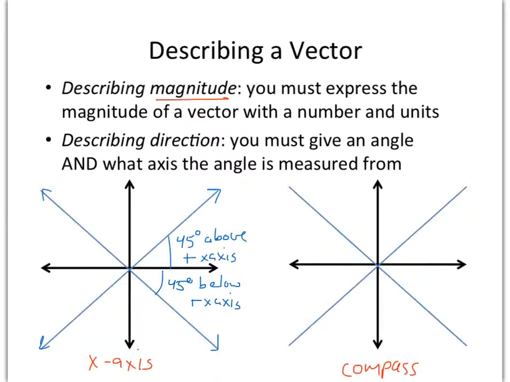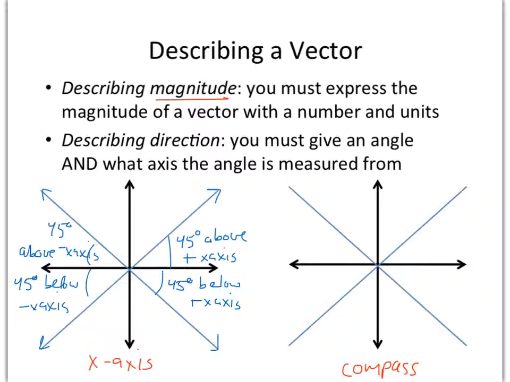Again, it takes a little bit more time to write out, but it is more descriptive. This vector right here is 45 degrees, we'll say, below the negative x-axis. And this one right here is 45 degrees above the negative x-axis. So that's our naming convention with regard to axes. A little more to write, however, it does tell you exactly where it is with regards to the x-axis.